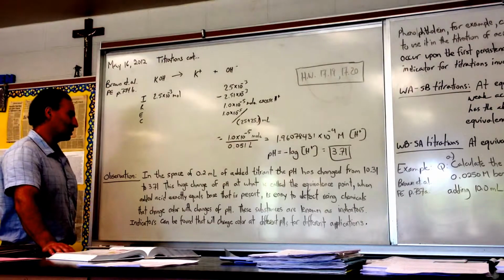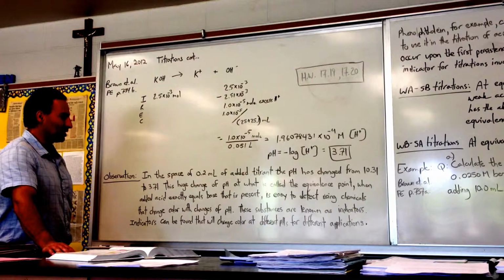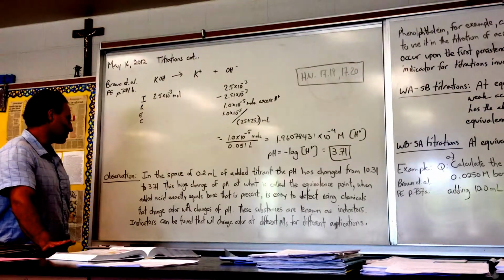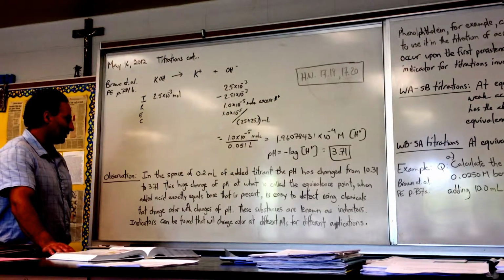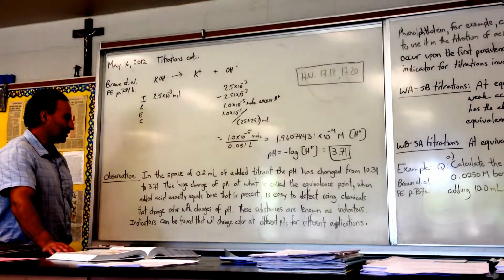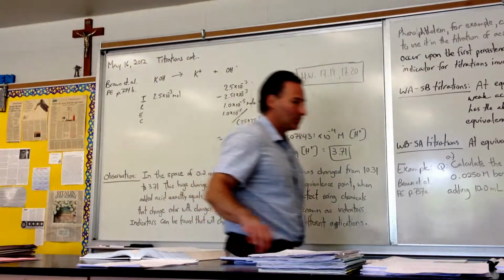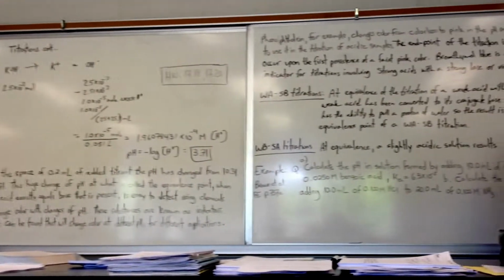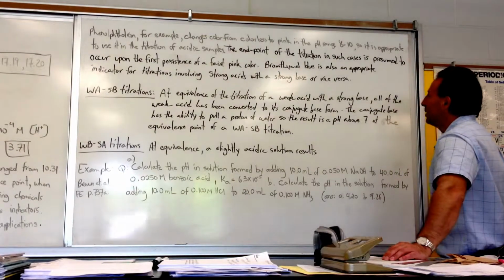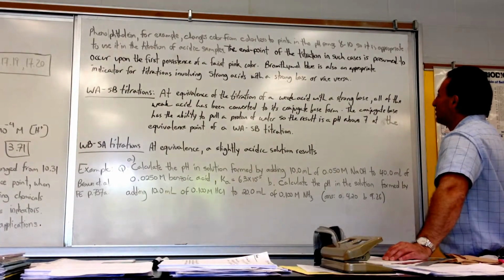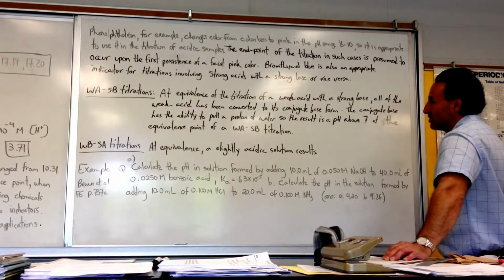This huge change of pH at what is called the equivalence point, when added acid exactly equals the base that is present, is easy to detect using chemicals that change color with changes of pH. These substances are known as indicators. Indicators can be found that will change color at different pHs for different applications. Phenolphthalein, for example, the one we would use in this titration and that is traditionally used, changes color from colorless to pink in the pH range of 8 to 10.